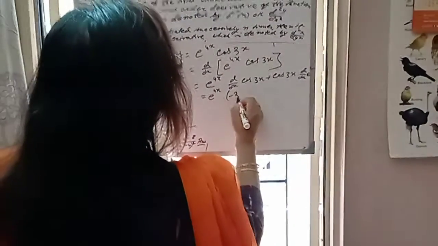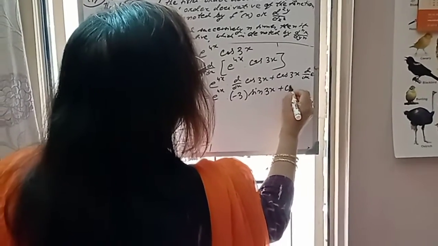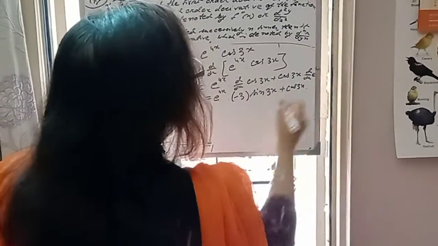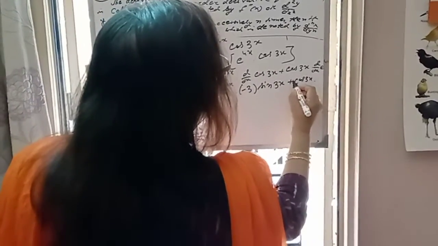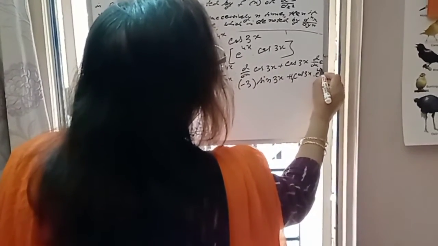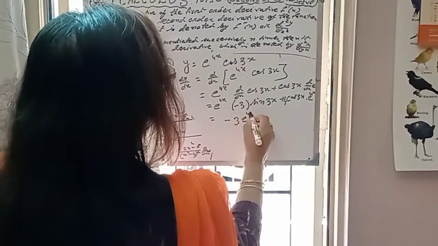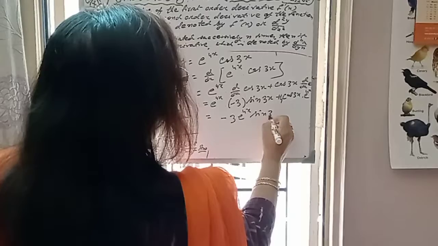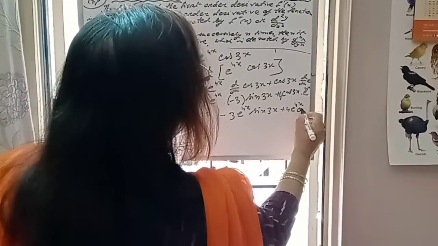So it will be minus 3 sin 3x, plus cos 3x, and d/dx of e to the power mx means m e to the power mx. So it will be 4 e to the power 4x. So it is coming minus 3 e to the power 4x sin 3x plus 4 e to the power 4x cos 3x.